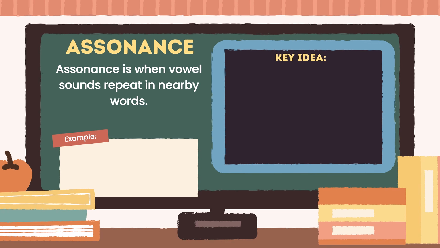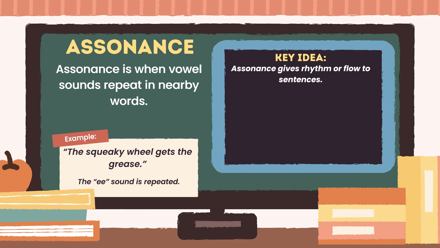Assonance. Assonance is when vowel sounds are repeated in nearby words. Example: the squeaky wheel gets the grease. The E sound is repeated. Key idea: assonance gives rhythm or flow to sentences.